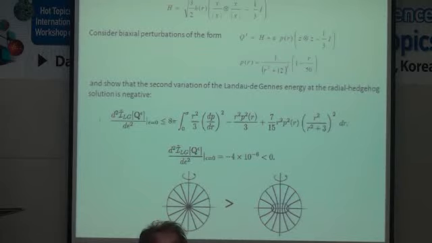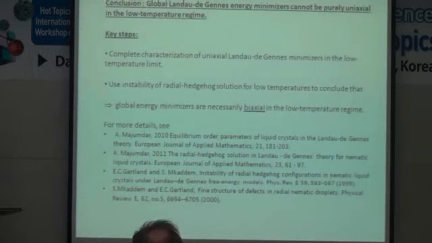So the conclusion then is that the global Landau-de Gennes energy minimizer, so this is global in the sense with respect to the class of all uniaxial and biaxial Q tensors, the global Landau-de Gennes energy minimizer for this special model problem, I'm still restricting myself to this special model problem, has to be biaxial for low temperatures, because if it were uniaxial, then it would be like the radial Hedgehog solution. It's a convergence result.